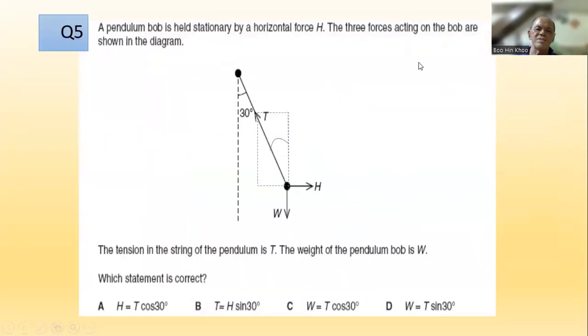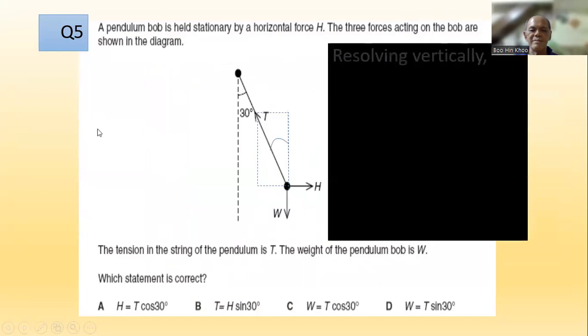Okay, let's try this one. Pendulum bob is held stationary by a horizontal force H. The three forces acting on the bob are shown in the diagram. The tension in the string is D. That's the tension. They're very kind to draw for you. The weight of the pendulum bob is W. Which statement is correct? So the three forces must form a closed triangle.